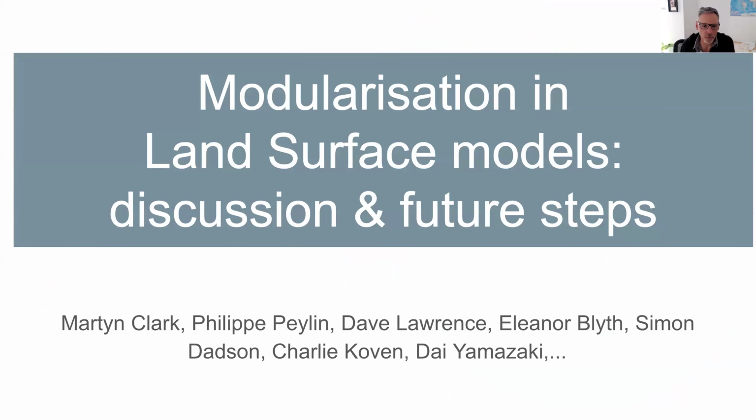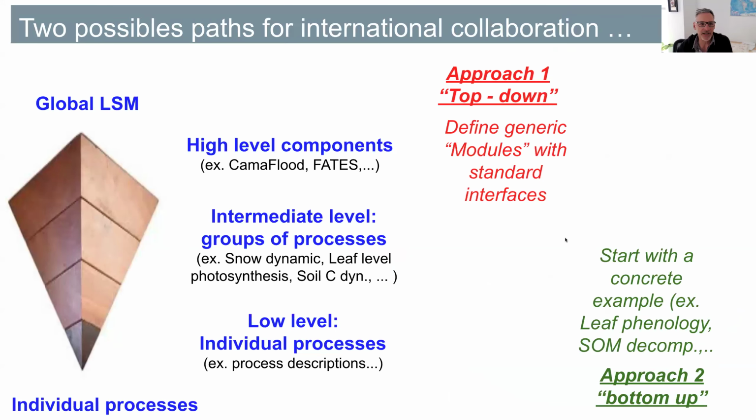So one of the summary talks in that particular session was how do we move towards modularization in land surface models? And really, this is about as far as we got. We identified two possible pathways for international collaboration. The first is a top-down approach where we get together and define generic modules and standard interfaces. That could be quite hard to do across multiple modeling centers.